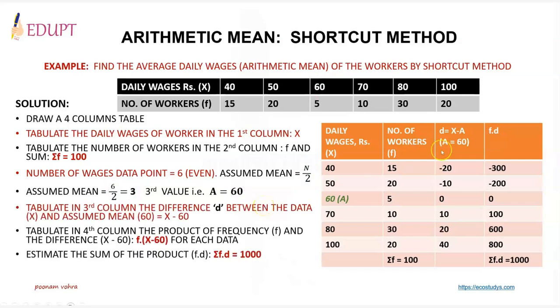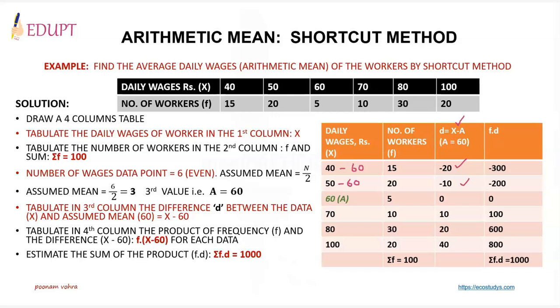Then tabulate in the third column the deviations, or the difference between the data and the assumed mean, x minus a. So in the first case, 40 minus 60, so it will be minus 20. Next, it will be 50 minus 60. It will be minus 10. And similarly, one can find deviations for all other values.